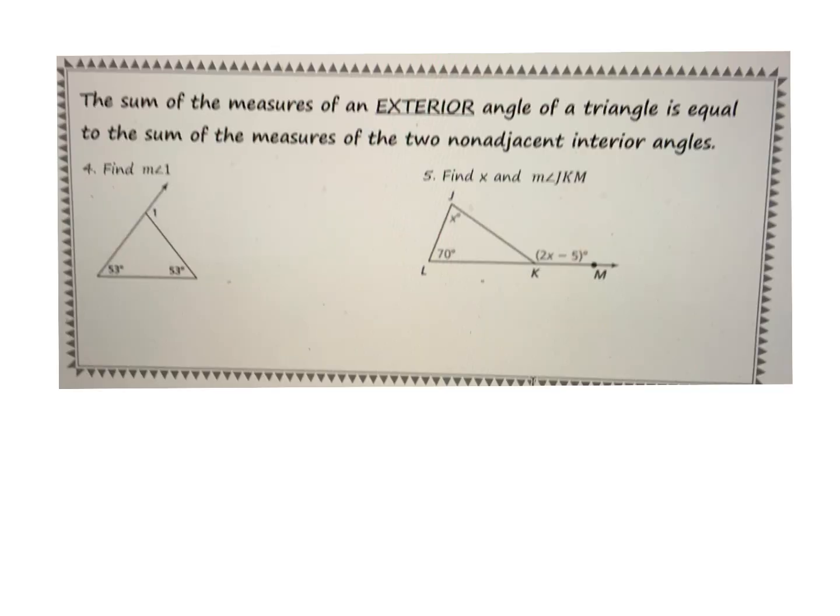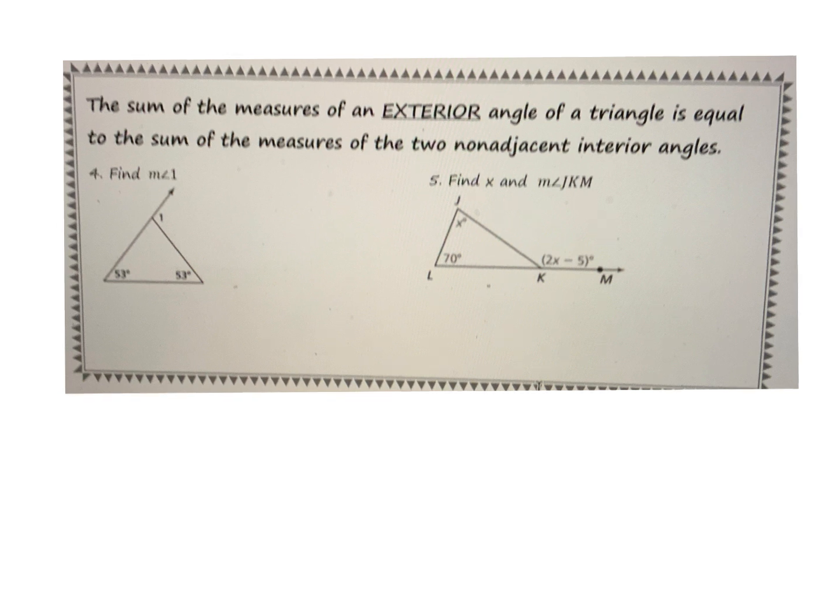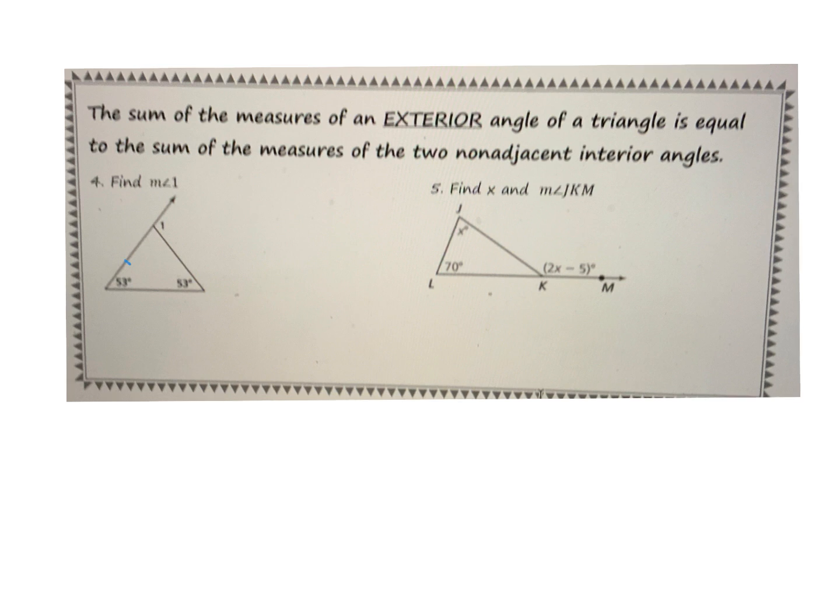All right, the measure of the exterior angle of a triangle is equal to the sum of the measures of the two non-adjacent interior angles. So basically what this is saying is that this angle and this angle here have to add together to give you this angle. So the measure of angle 1 equals 53 plus 53, which gives you 106.